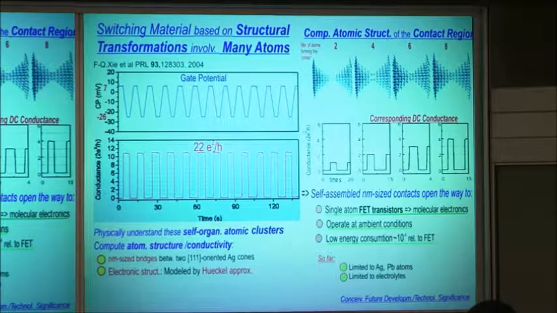So what we do is, essentially, by a self-organizing process, the silver forms these 1-1-1 cones, and then the last atoms form either a pair, a double pair, a triple pair, and so on. So this allows us, by a self-assembling process, to create these contacts, which means that we can produce self-assembled single-atom transistors, double-atom transistors, and so on. And these we can operate at ambient temperature.